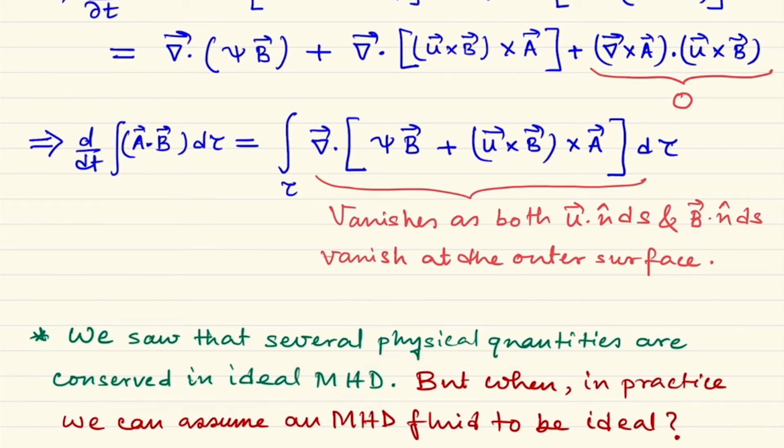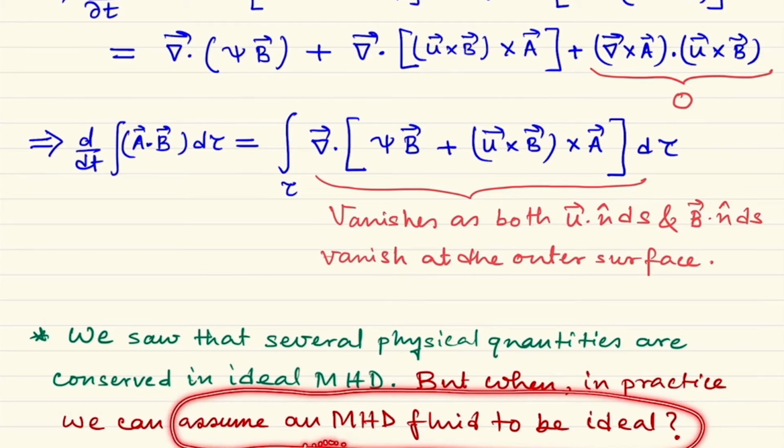Okay, so in a nutshell, we saw that several physical quantities are conserved in ideal MHD, and these conservations are of prime importance in explaining different phenomena in space and astrophysics. But the question is, for the plasma, or the MHD fluid which we are trying to describe in a specific astrophysical or space physical framework, what is the guarantee that the ideal MHD assumption is a good assumption?